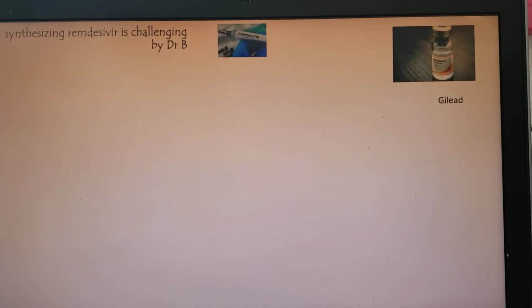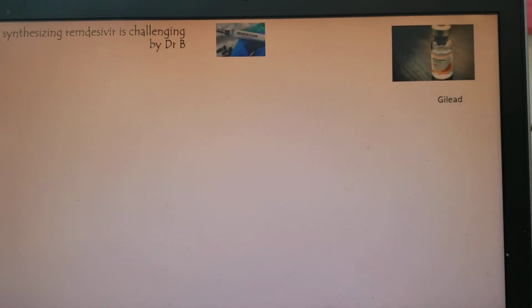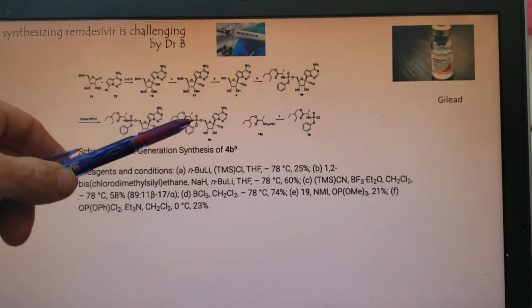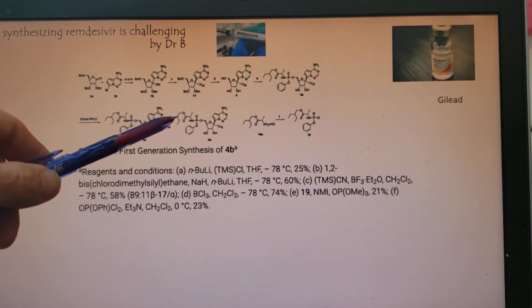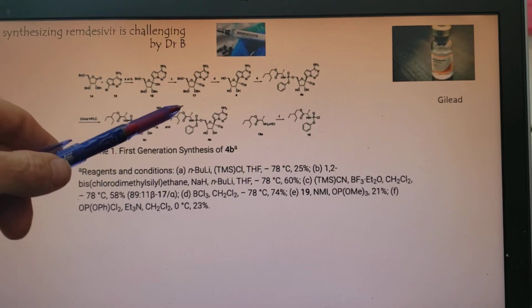Hey, this is Dr. B, and here's a short video about the challenges of synthesizing Remdesivir. The chemical structure is shown right here. This is a molecule with a molecular weight of perhaps 300 grams per mole.